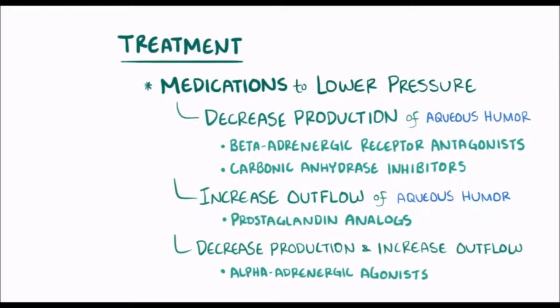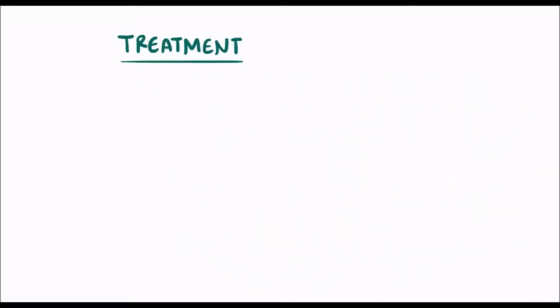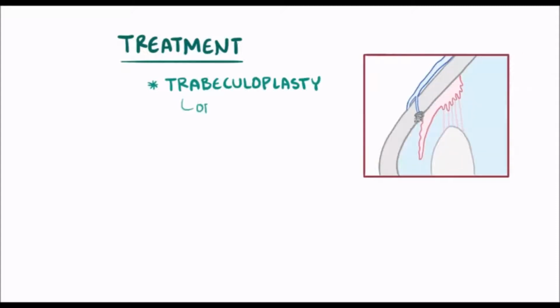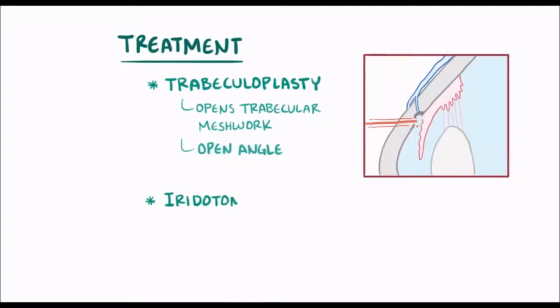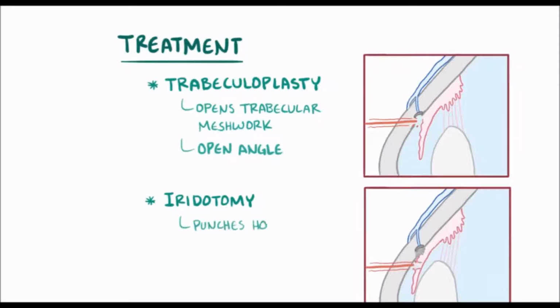In addition to medications, there are also laser treatments available. For example, trabeculoplasty is a treatment where a laser is used to open the trabecular meshwork, and this helps treat open-angle glaucoma. And there's also iridotomy, which uses a laser to punch a tiny hole in the iris, which helps to treat closed-angle glaucoma.